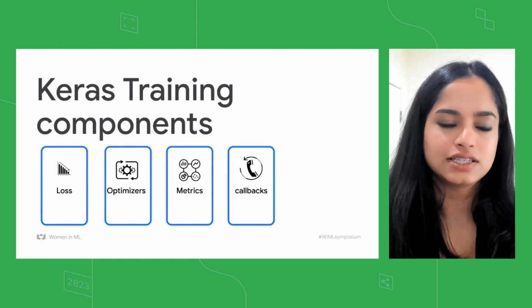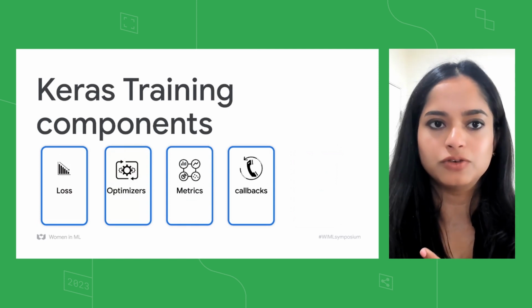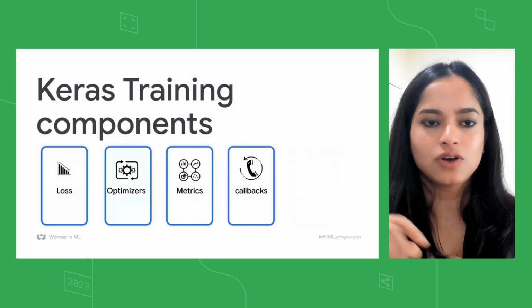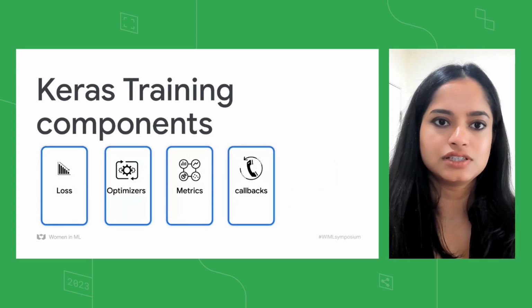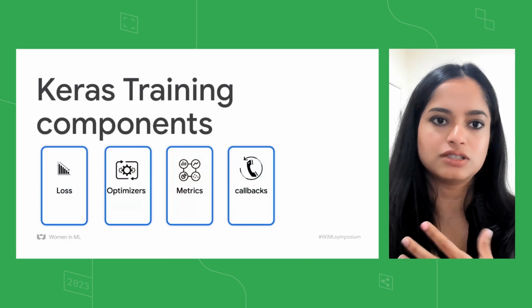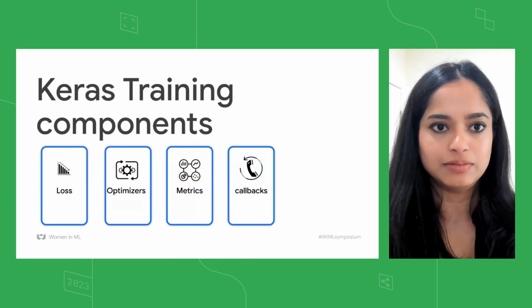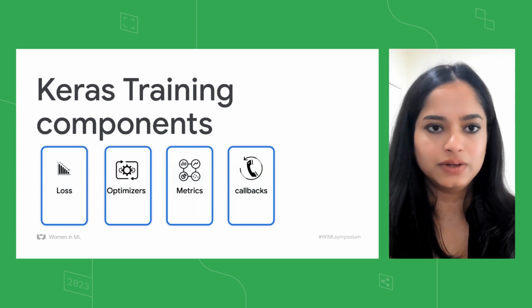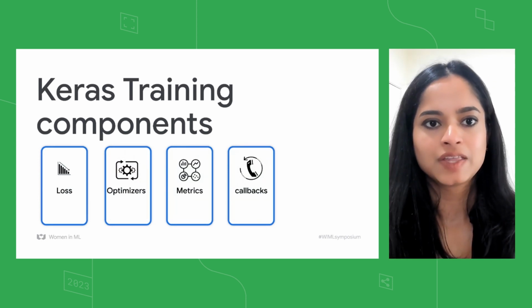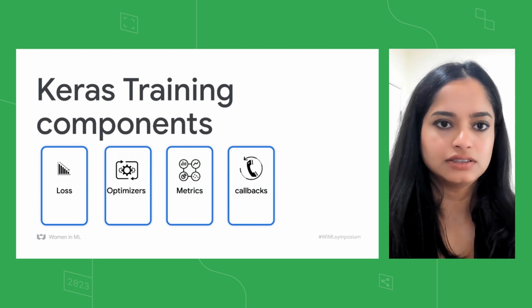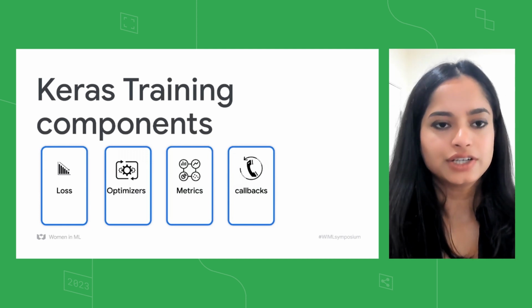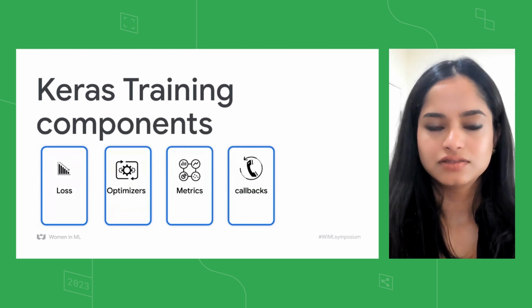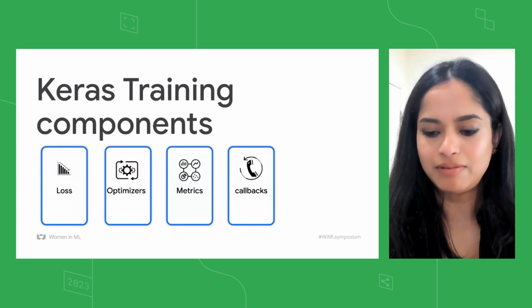So Keras provides training components like a number of built-in loss functions, optimizers, metrics, and callbacks. So the loss function is used to measure the difference between the model's predictions and the true labels. The optimizer is used to evaluate the performance of the model during training. The callbacks are used to monitor the training process and take actions based on the monitored values. And Keras provides a number of built-in callbacks.